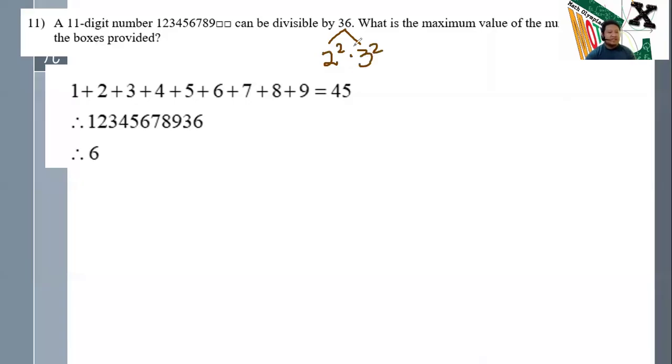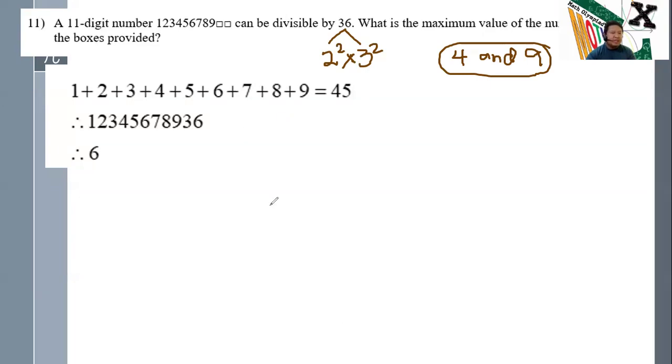Why did we do prime factorization? So that we know what divisibility rules we'll be using. Because the prime factors of 36 are 2 squared times 3 squared, meaning we need to use the divisibility rules of 4 and 9. That's how you identify which divisibility rule to use. So we'll be using the divisibility rule of 4 and 9.